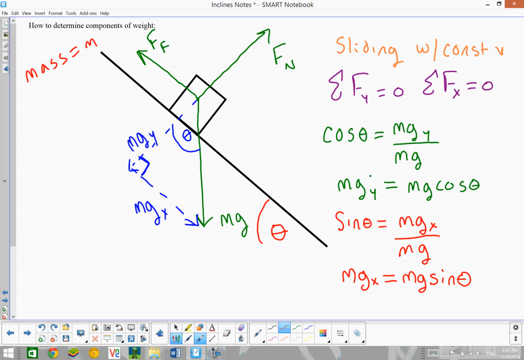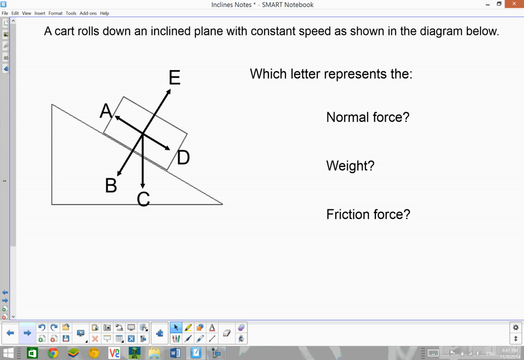Let's go ahead and actually look at some examples here. Try to make sense of this a little bit more. Here's a typical Regents type of question. We have a cart rolling down an inclined plane at constant speed, shown in the diagram below. We want to know which letter represents the normal force, the weight, and the friction force. Well, again, as we recall, the normal force is always the force that comes from the surface that's perpendicular to the surface. The only force that's coming from the surface that's perpendicular to the surface in this case has to be letter E.